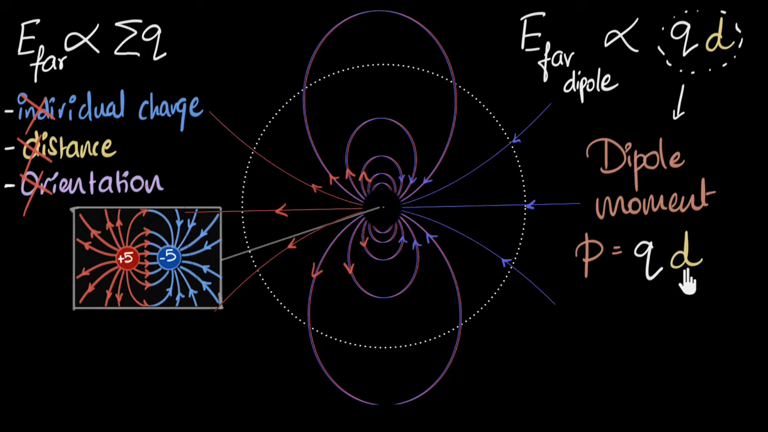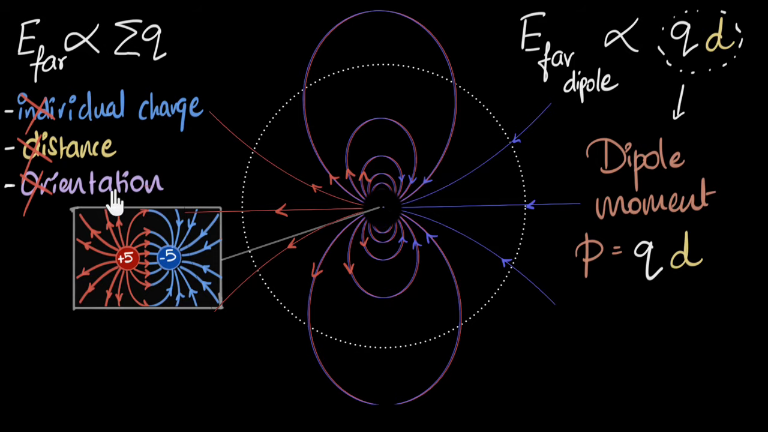And why should we care about that? Because that represents how strong the dipole is. And so tomorrow, if you have a dipole and you want to know what's the effect of it somewhere far away, you don't need the individual charge, you don't need the distance, you don't care about them. All you ask for is the dipole moment. All you need is the product that decides the strength of the dipole.